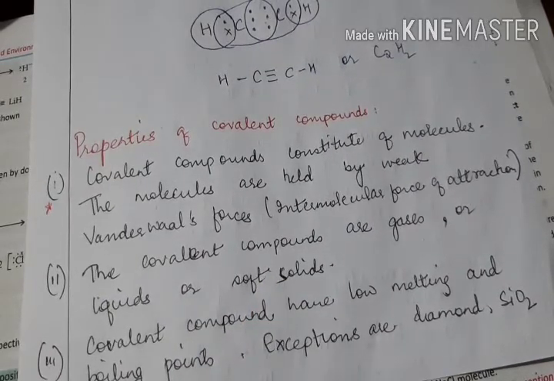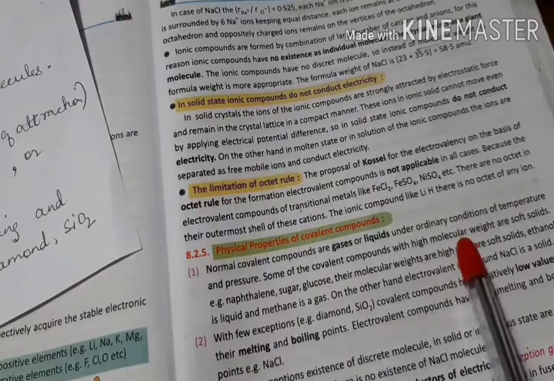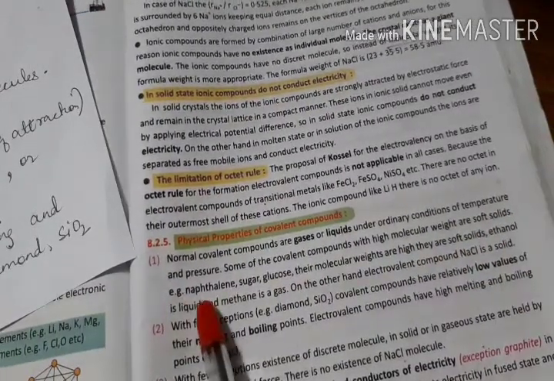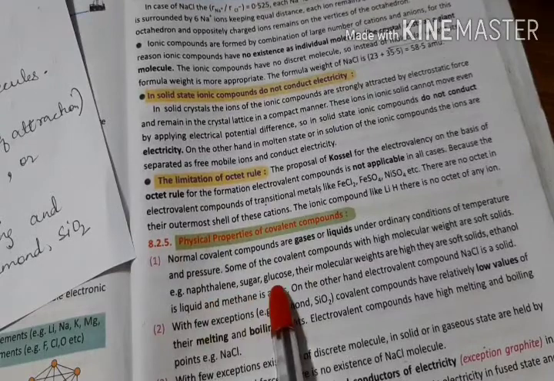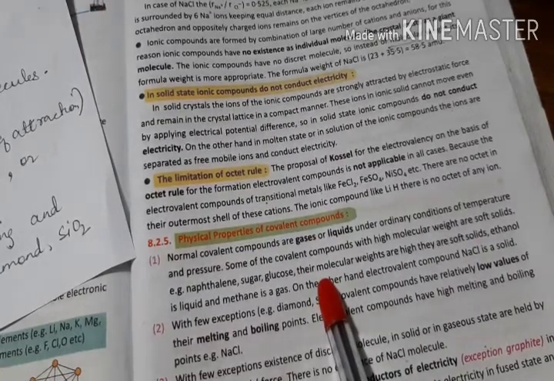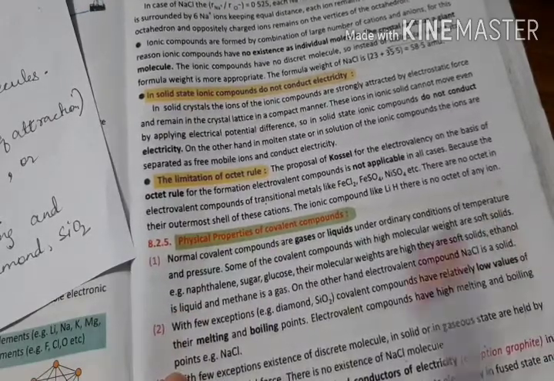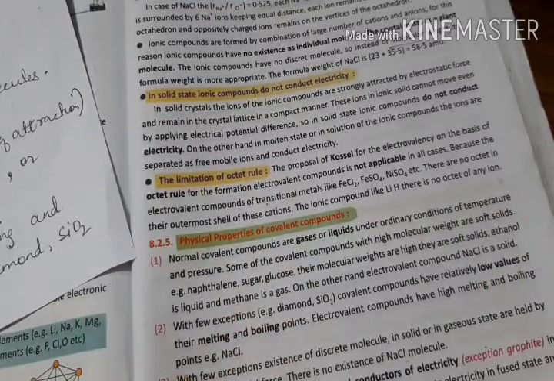Earlier, you could see that ionic compounds were generally solid, strong, crystalline, hard solids. The reason is that they have a very strong force of attraction, the electrostatic force of attraction between ions. In the book it is given that covalent compounds with high molecular weight are soft solids. Examples are naphthalene, sugar, glucose. Their molecular weights are high and the molecules are very big, large, which is why they are soft solids. Ethanol, which is alcohol, is a liquid. Methane is a gas.